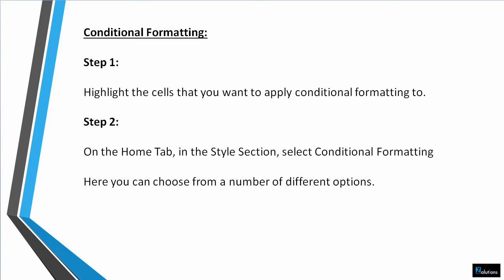There are 3 steps to apply conditional formatting. Step 1. Highlight the cells that you want to apply conditional formatting to. Step 2. On the Home tab in the Style section, select Conditional Formatting. For Step 3, there are a number of different options that you can select, including Highlight Cells rules, Top-Bottom rules, data bars, color scales, and more.